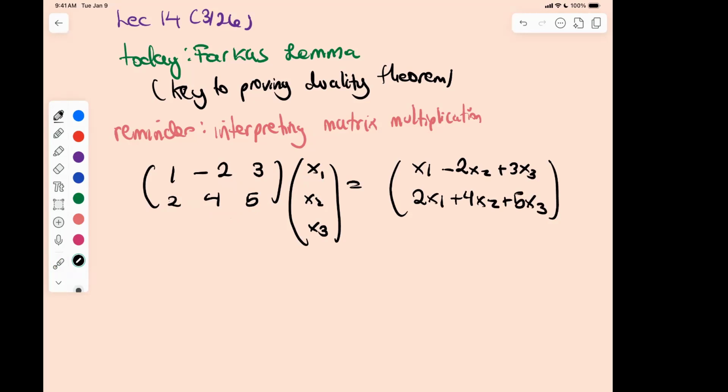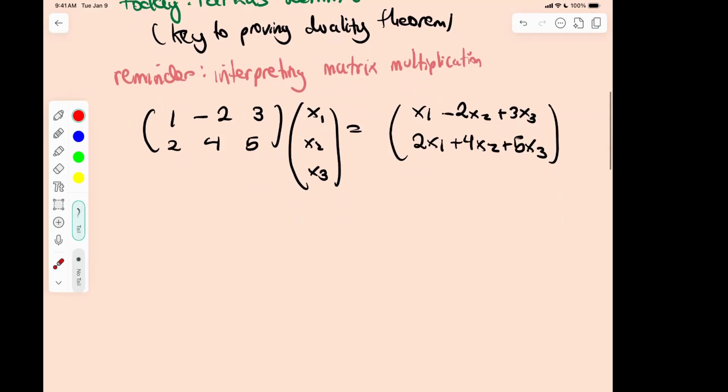That's all good and nice. But that way of doing the multiplication between the matrix and the vector emphasizes the rows of the matrix, because you're doing the dot product between the rows and the column vector. Now, what's nice is that there's another way to think about matrix multiplication, which is the column interpretation.